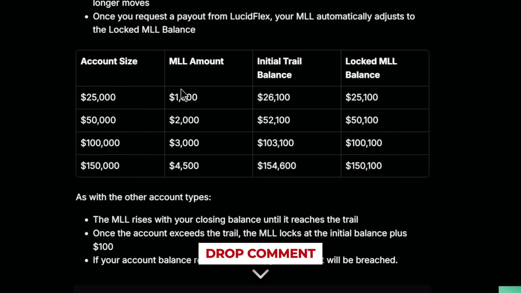The 25K: MLL $1,000, initial trailing balance 26,100, locked balance MLL 25,100. The 50K: 2,000, 52,100, 50,100. The 100K: 3,000, 103,100, 100,100. 150K is 4,500, 154,600 initial trail, 150,100. So once you get there, it locks. You got yourself a static account.